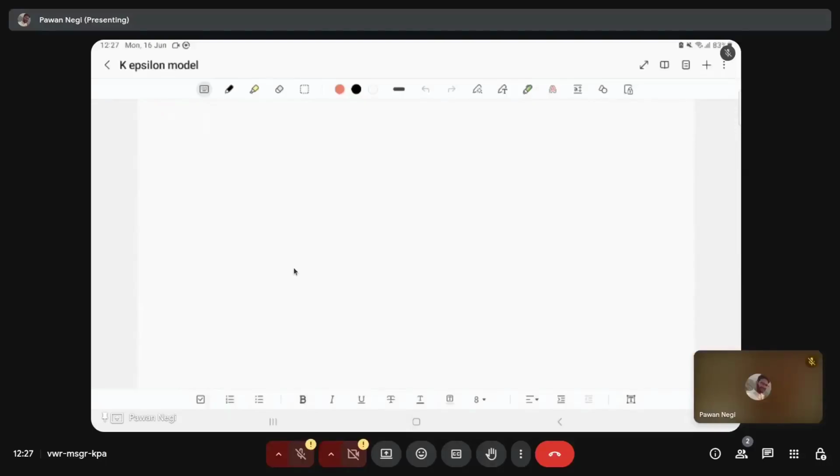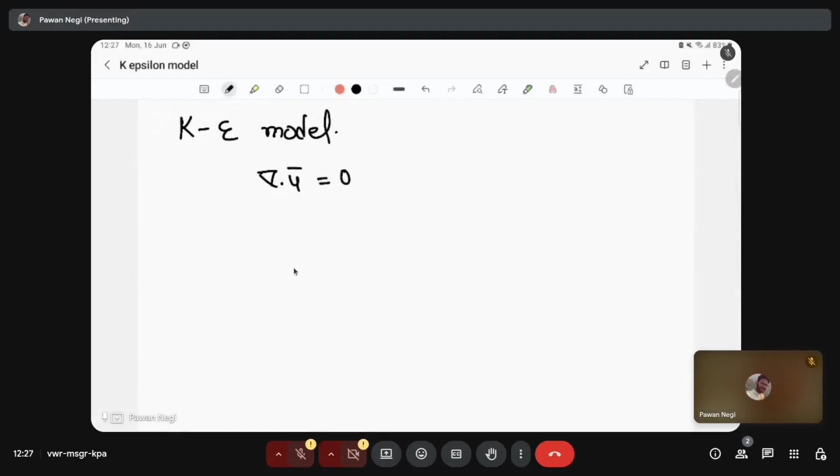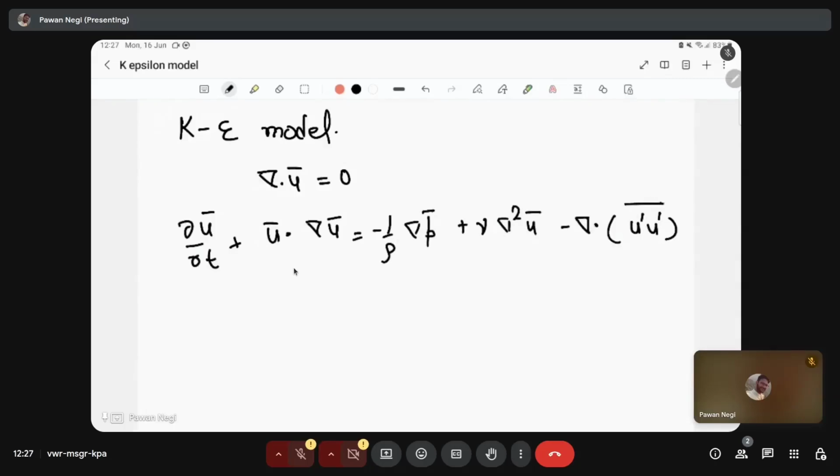Welcome back. Today we are going to talk about the k-epsilon model, starting with the average continuity equation and the momentum equation, which is given by this. This can also be converted in terms of Reynolds stress, but we are not going to do this for now. Using the Boussinesq approximation, we wrote that this term in Einstein's notation is equal to this.